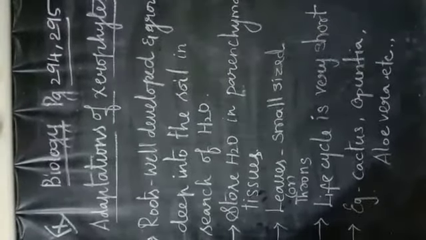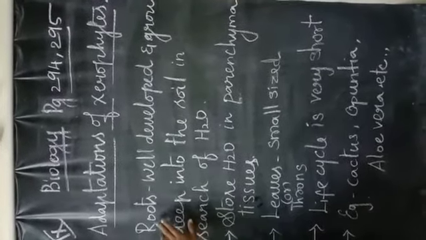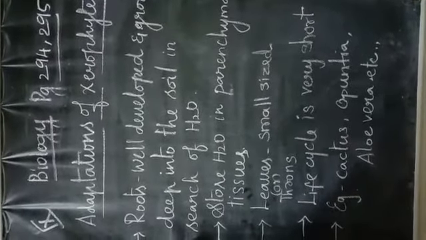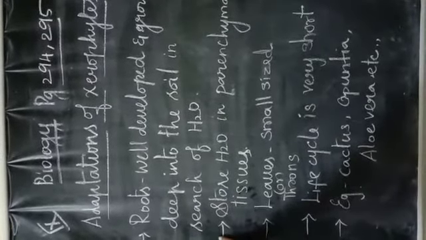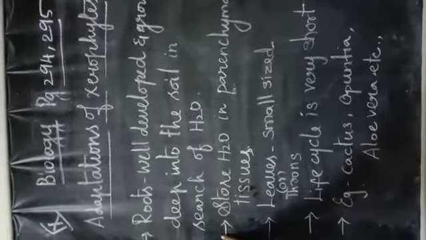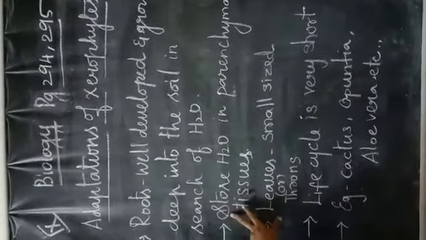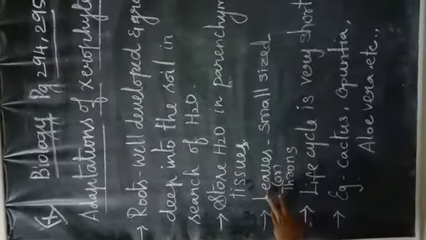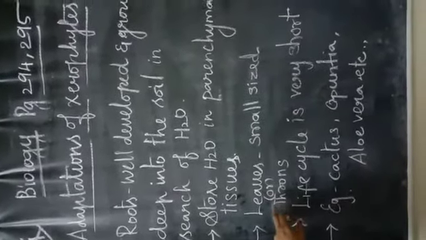Now the adaptation of xerophytes we are going to see. The structure of xerophytes we have seen. Now adaptation. The roots are well developed and they grow deep into the soil in search of water. Next, they store water in the parenchymatic tissues. Parenchyma is a tissue where the transport of materials takes place. So they store water in the parenchymatic tissues. And next, the leaves are smaller in size, and sometimes the leaves are modified into thorns in order to reduce the transpiration process.